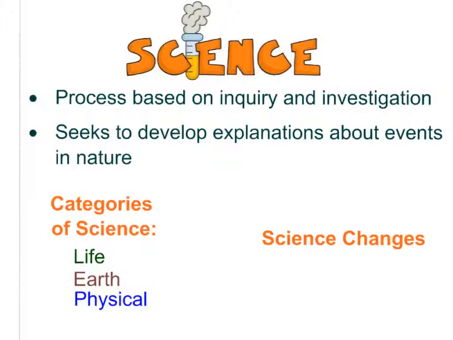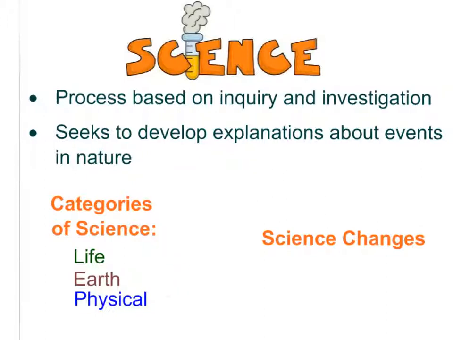We basically divide science into three main categories: life science, earth science, and physical science. Life science would be biology, and anything dealing with the study of living organisms. Earth science deals with earth and space. Physical science deals with the physical world around us. So it deals with matter and energy and everything that encompasses those aspects of what we see around us.